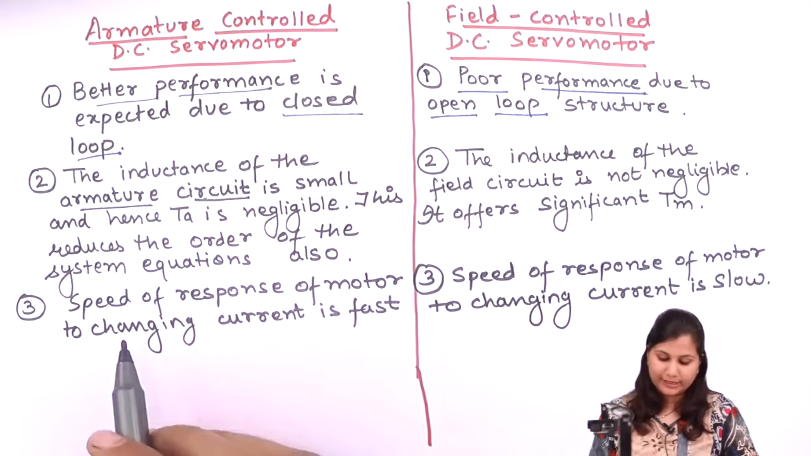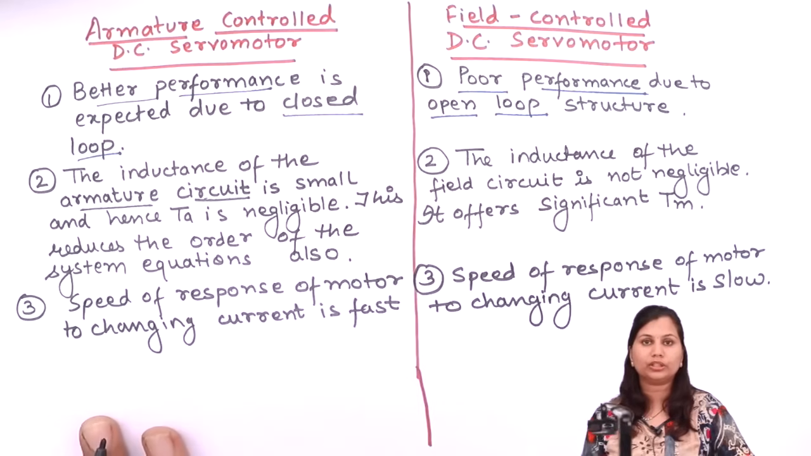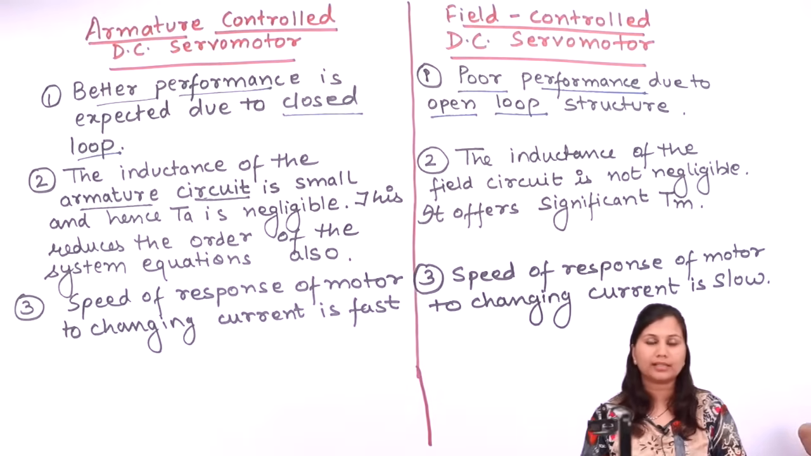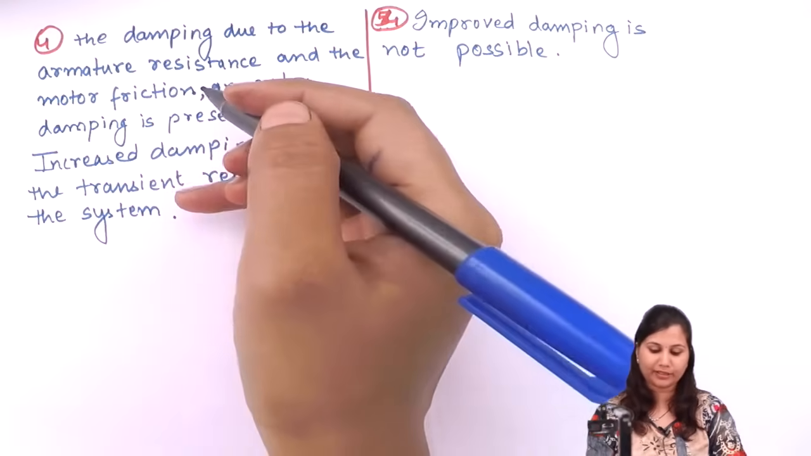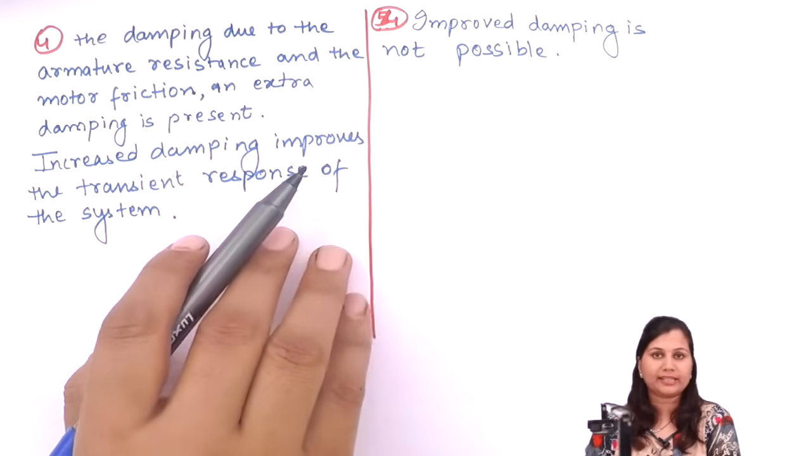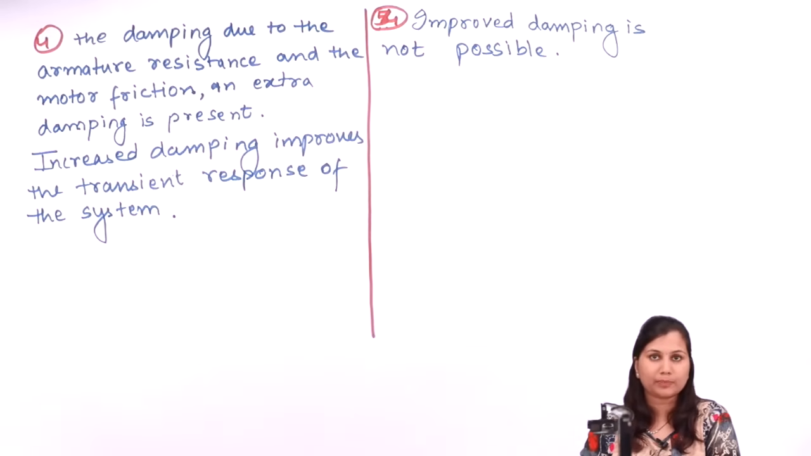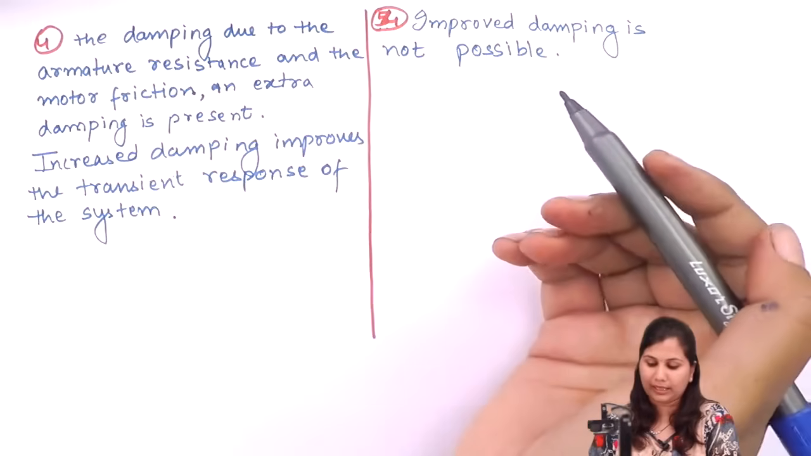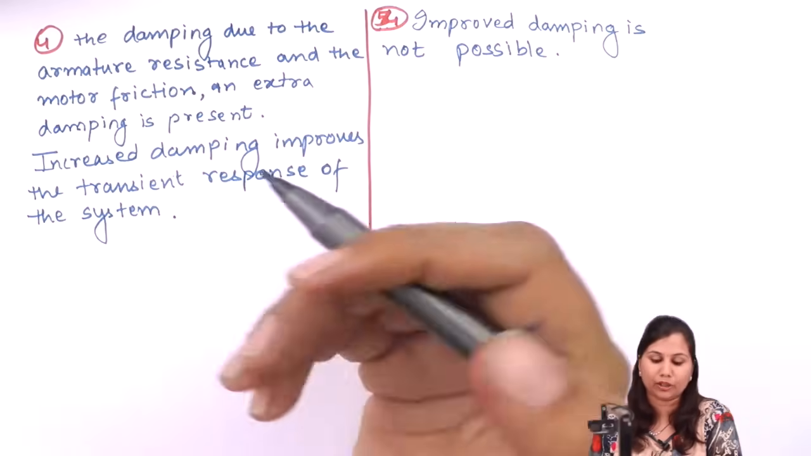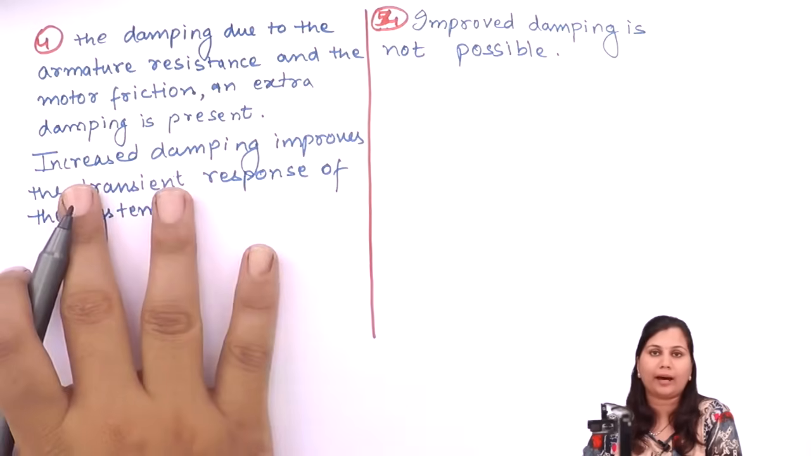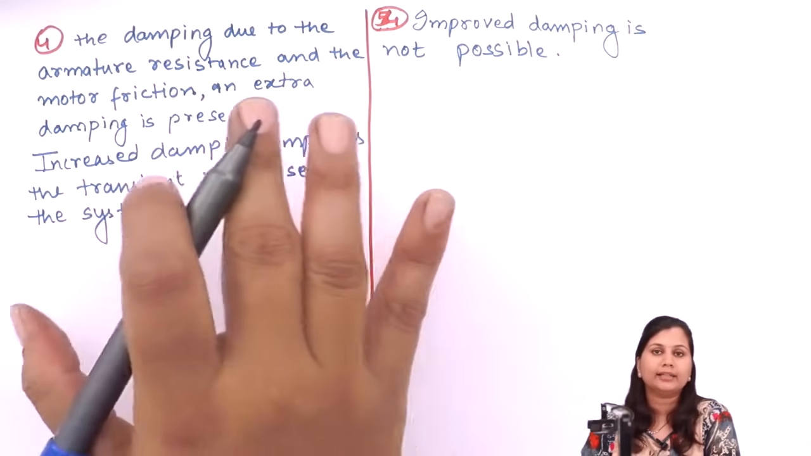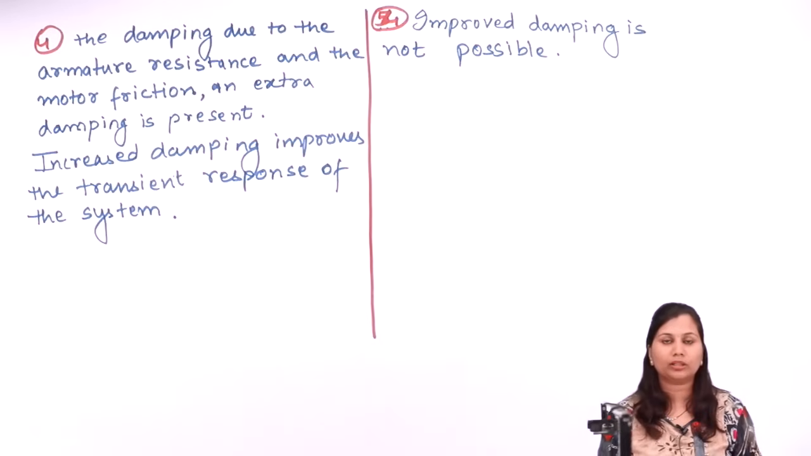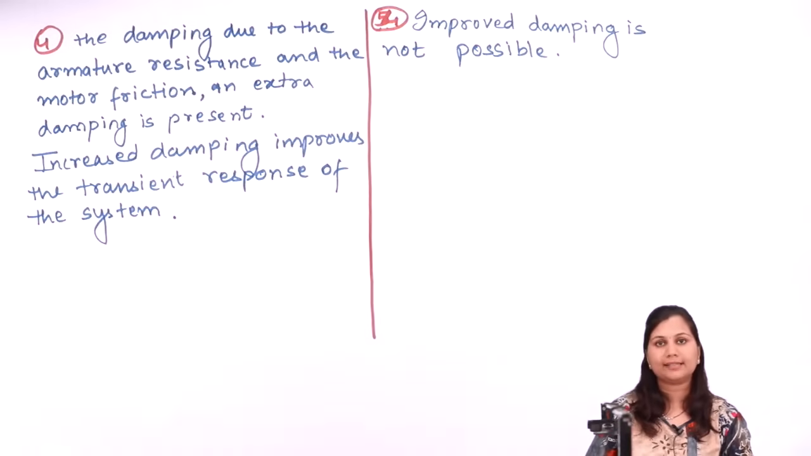torque. The third is that the speed of response of the motor to the changing current is fast, whereas in field control the speed of response is slow. And the last difference is that in armature control we have increased damping, so it improves the transient response of the system, whereas in field control the damping is not improved and there is no criteria to improve the damping in it. So these were the differences between the armature controlled DC servo motor and field controlled DC servo motor. So we have completed the DC servo motor. Next we will study about the AC servo motors.